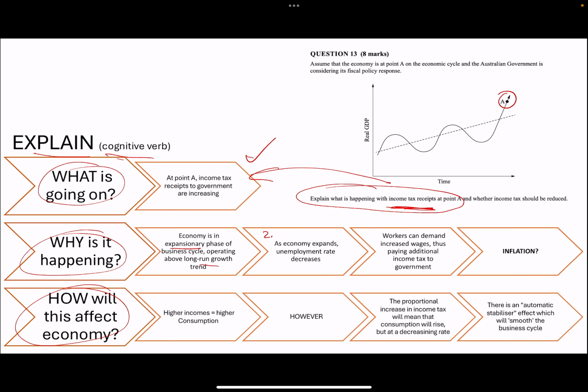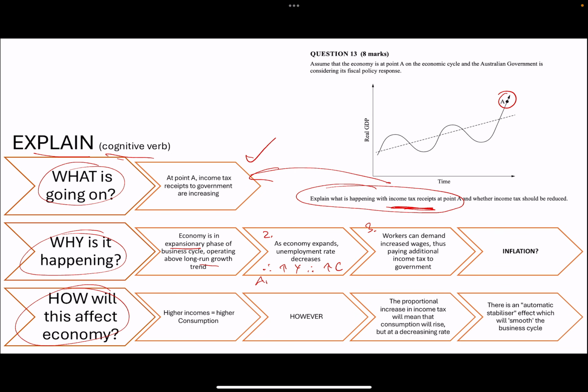Workers can demand increased wages, so they pay additional income tax to the government. Okay, and this comes back to the idea of, when there's less workers available, the wages that each worker will demand will increase. We've got unemployment rate decreasing, so therefore we have an increase in income and therefore an increase in consumption for our consumers, don't we? They're getting more money, there's more consumption generally in the economy.